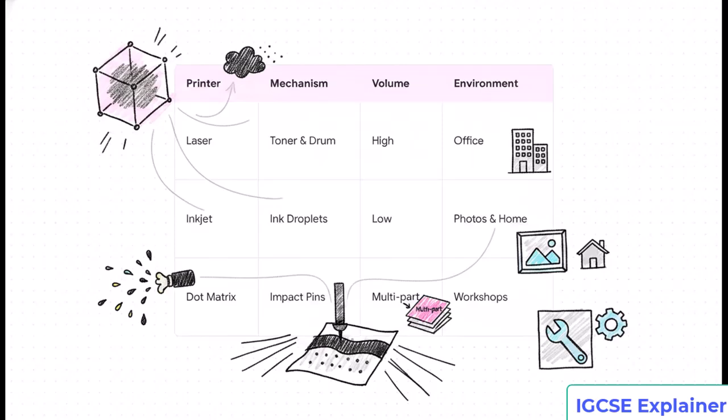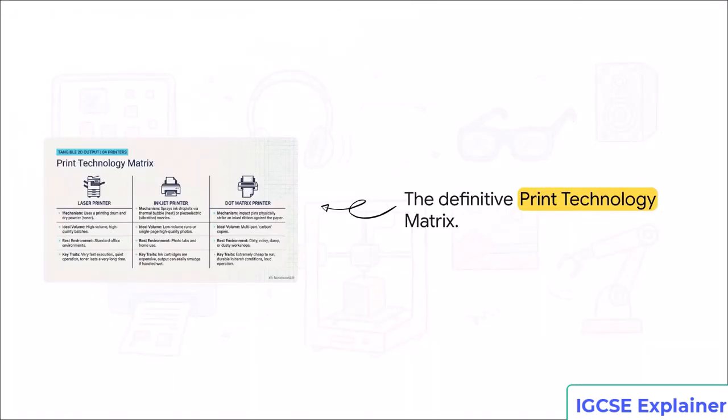And then you have dot matrix printers. They use physical impact pins to strike an inked ribbon directly against the paper, kind of like an old-school typewriter. As you can see, matching these mechanisms to their ideal environments is absolutely crucial. Need very fast, high-volume, quiet printing for a standard office?